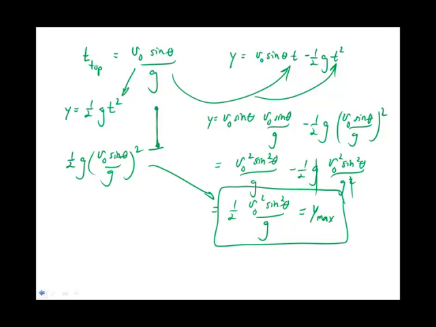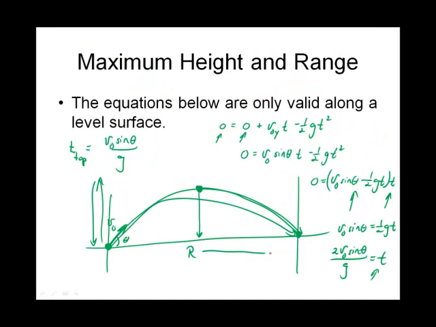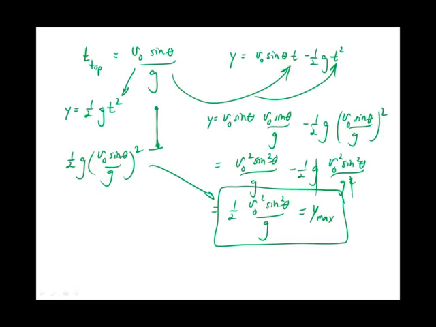Now what about the range? This is referred to as the range. How far have I gone in that time period? Again, we use this time right here. So the distance I've traveled in the x direction, r, is equal to x0, but that's 0, plus v0 cosine theta times the time. But the time is 2 v0 sine theta over g, plus 1/2 the acceleration times t squared. But there is no acceleration in the x direction. A sub x is equal to 0. Super important. A sub x is equal to 0.